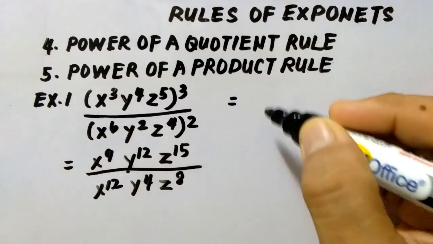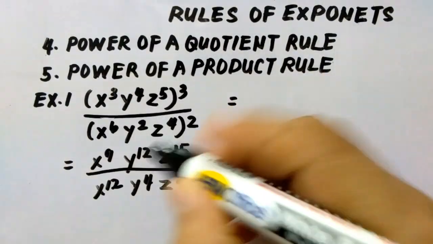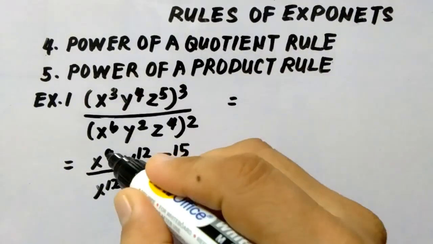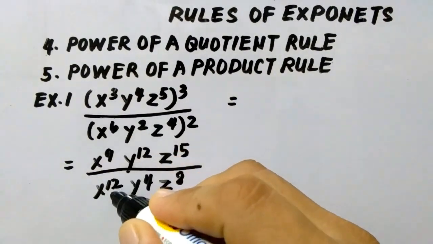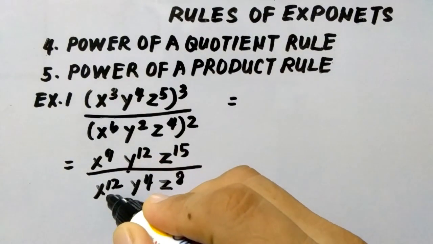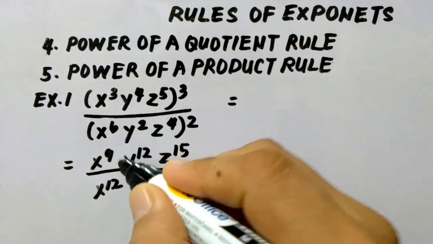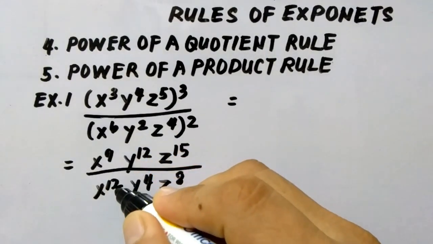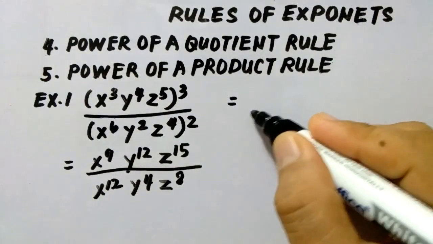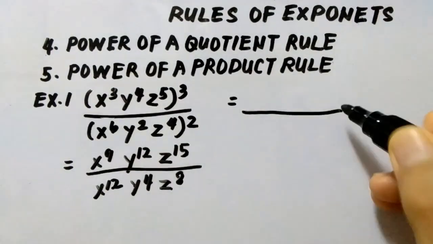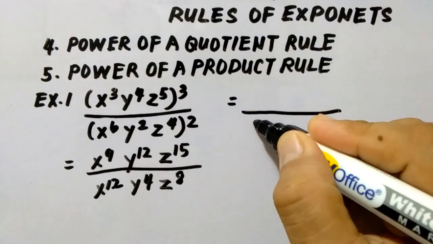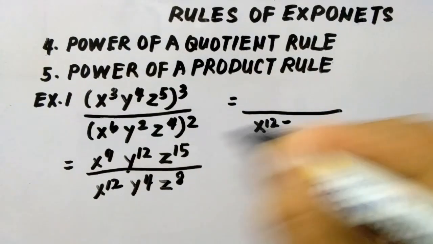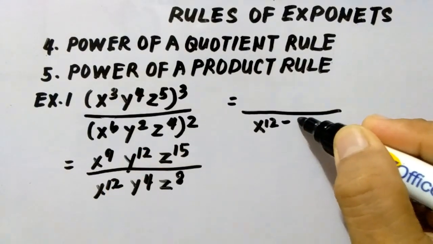Equals, dito po natin i-continue. Unahin po natin yung x. X to the 9 over x to the 12. Mas mababa po yung 9 dun sa 12. So, ibababa po natin. Kukunin po natin yung reciprocal para maibaba po natin. Pag binaba po natin yung 9, magiging negative 9 po yan. Over, x to the 12 minus, bababa po natin, magiging negative 9 po yan.